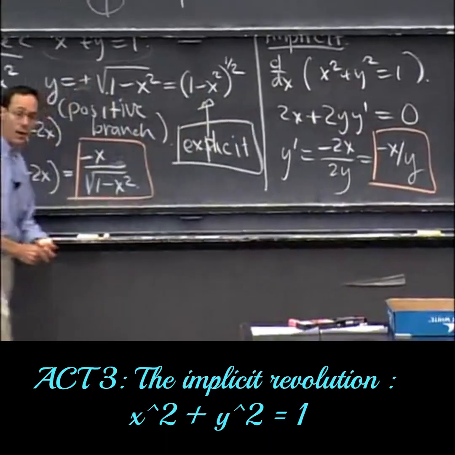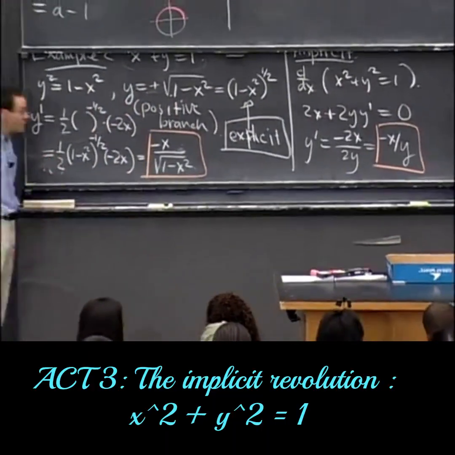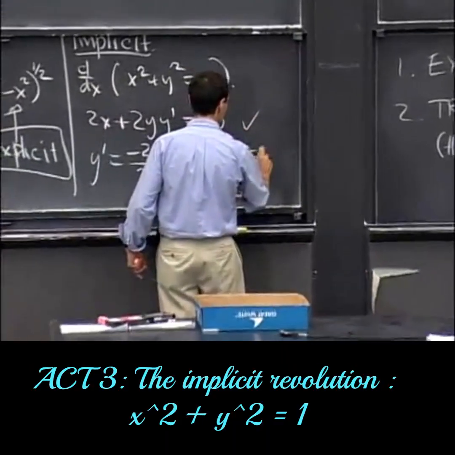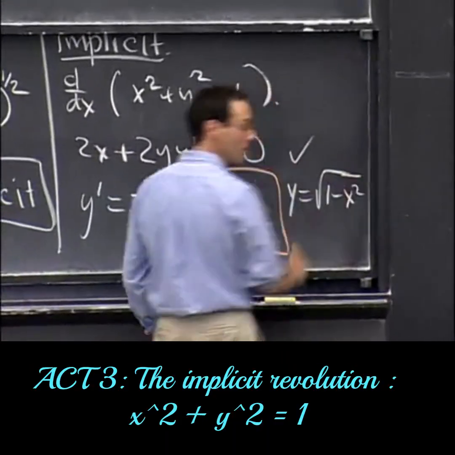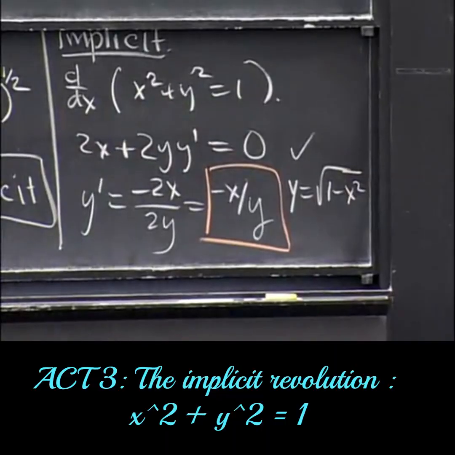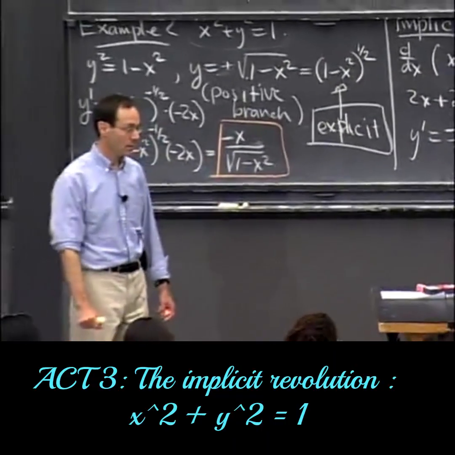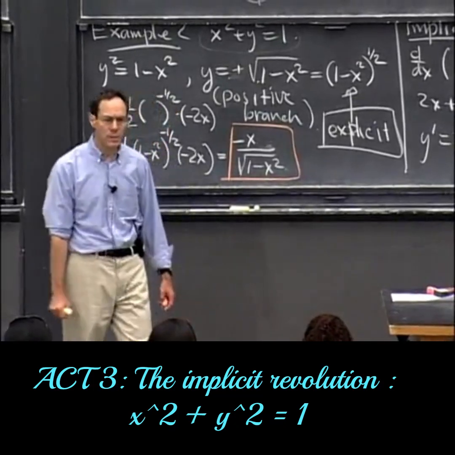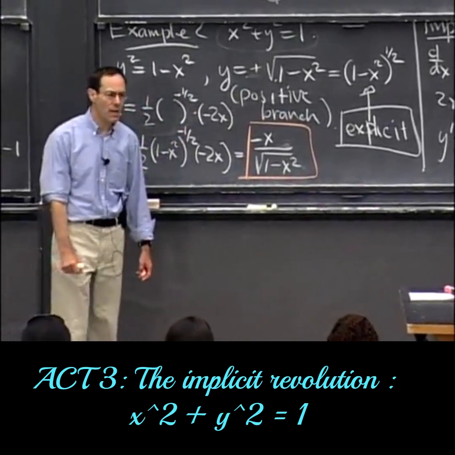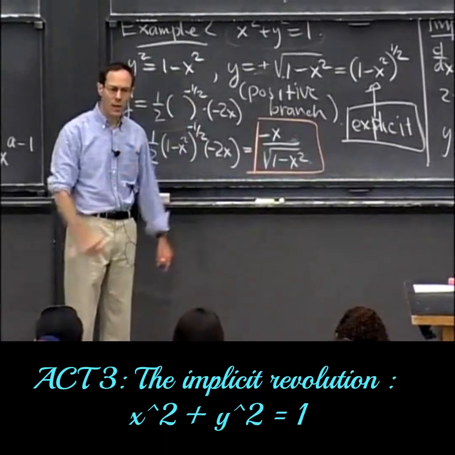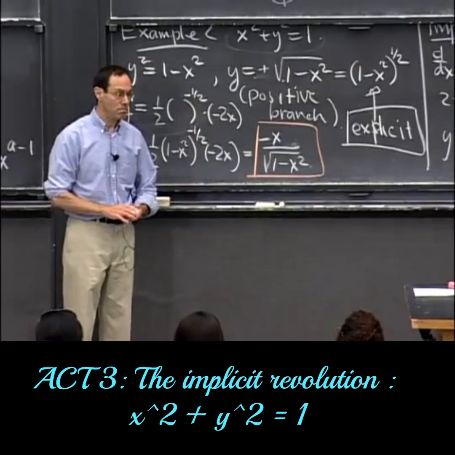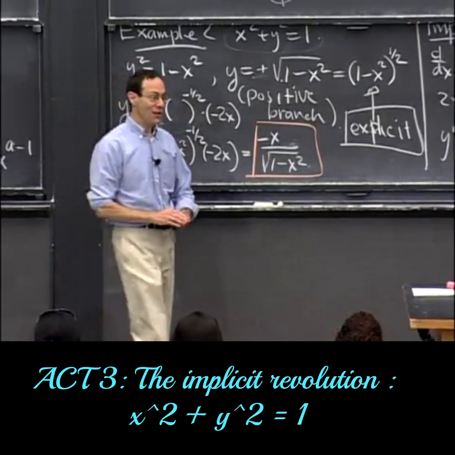And notice that they are the same. All right, they're the same because y is equal to the square root of 1 minus x squared. Yeah, question. Bottom half of the circle. The question is, why did the implicit method not give the bottom half of the circle? Very good question. The answer to that is that it did. I just didn't mention it.